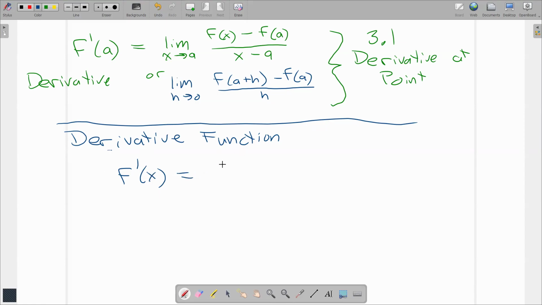And the more common definition is the h version, which would be the limit as h goes to 0 of f of x plus h. So instead of plugging in a number like 2 or 5 for x or a, we're going to leave the x there and see what happens.